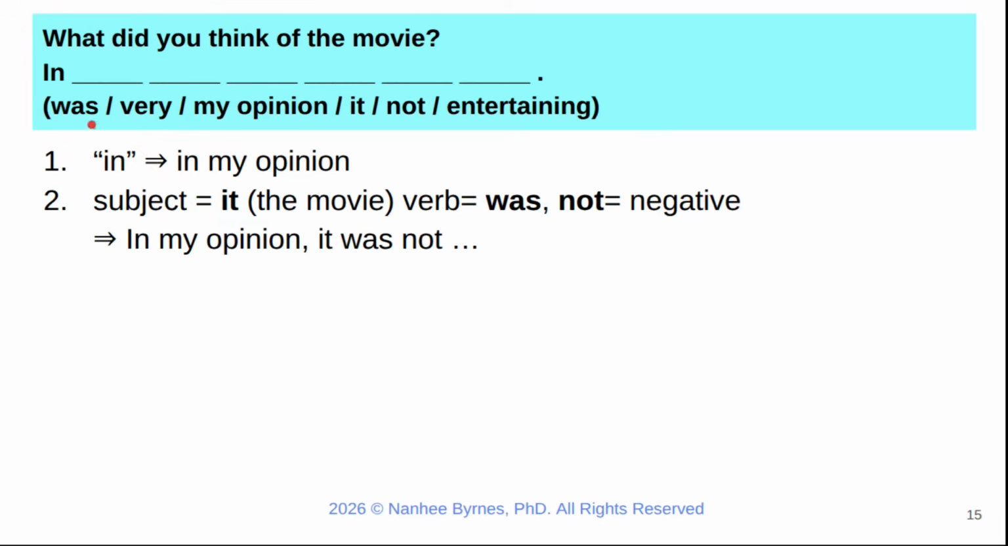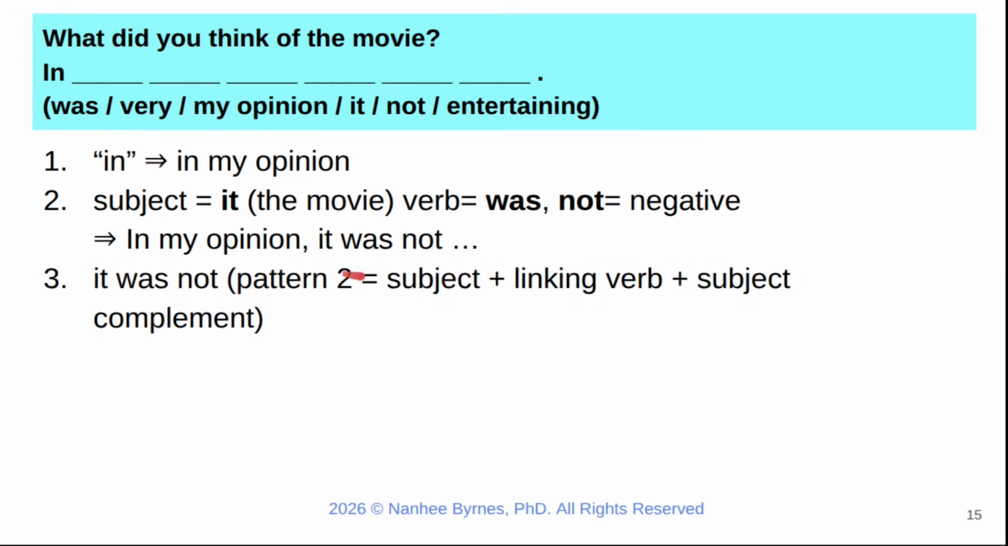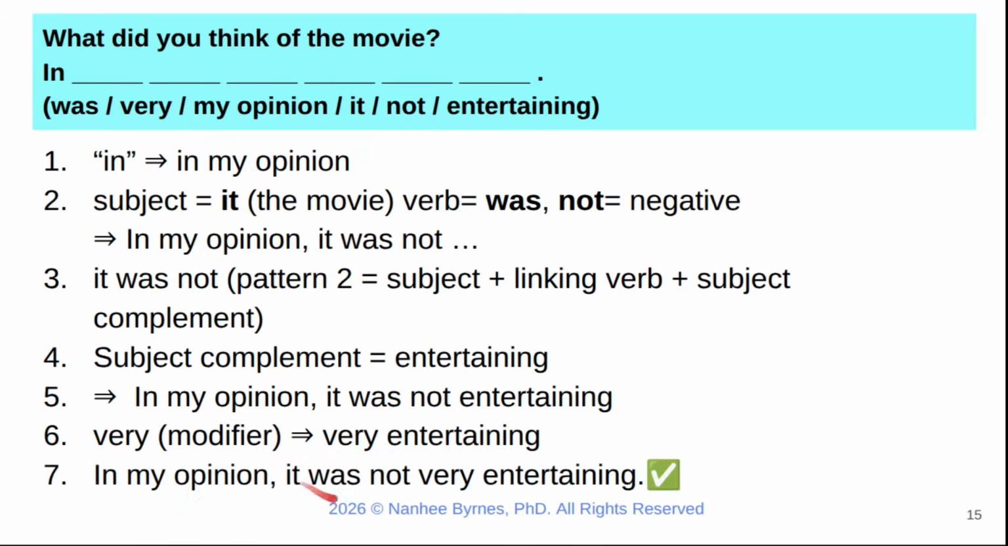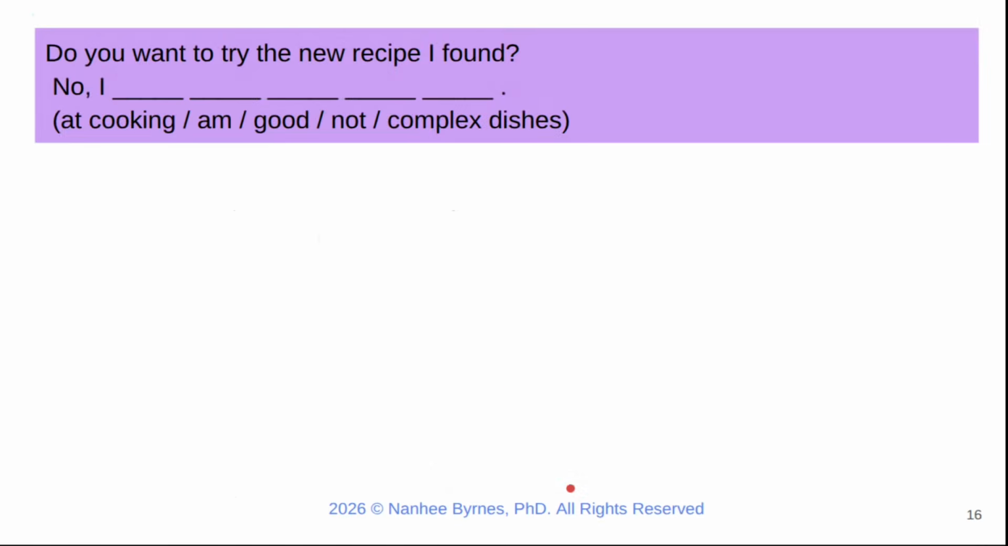Next, we need a subject and verb for the main clause. The only subject available is it, referring to the movie, and the verb is was, with not to make it negative. So far we have, in my opinion, it was not. This sentence follows pattern 2, which uses a subject plus linking verb plus subject complement. Subject, it. Linking verb, was. Subject complement, entertaining. Finally, the word very modifies entertaining, so it should go directly before it. It was not very entertaining. Putting it all together, correct sentence: In my opinion, it was not very entertaining.